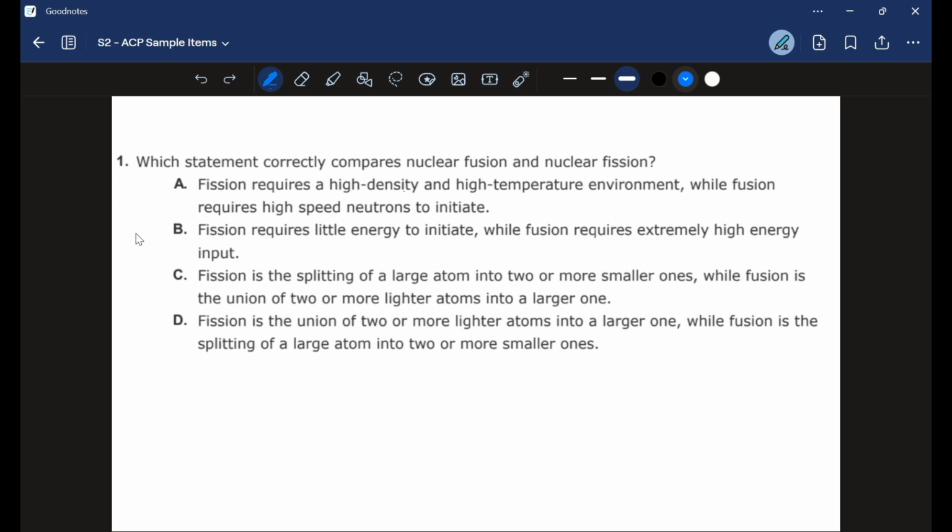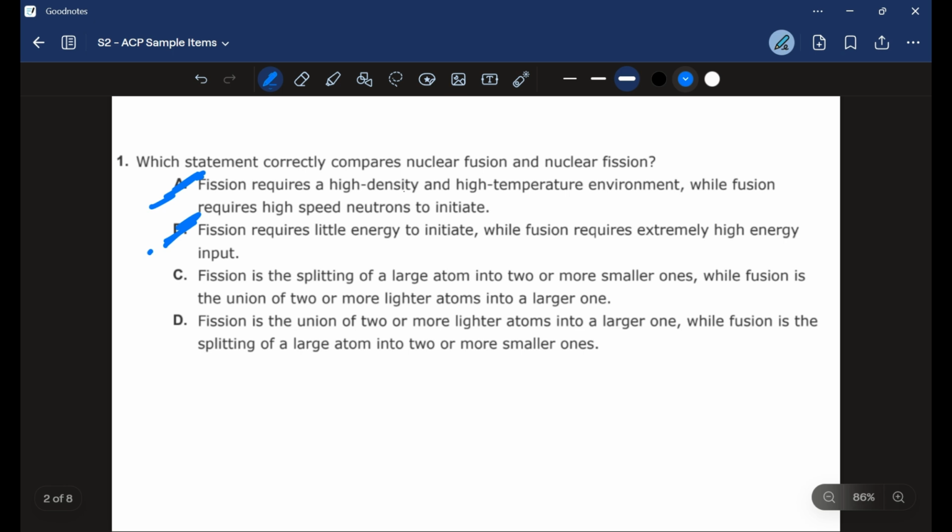So A, fission requires a high density and high temperature environment, while fusion requires high speed neutrons to initiate. We didn't really talk about that, so not A. B, fission requires little energy to initiate, while fusion requires extremely high energy input. We didn't talk about that either.